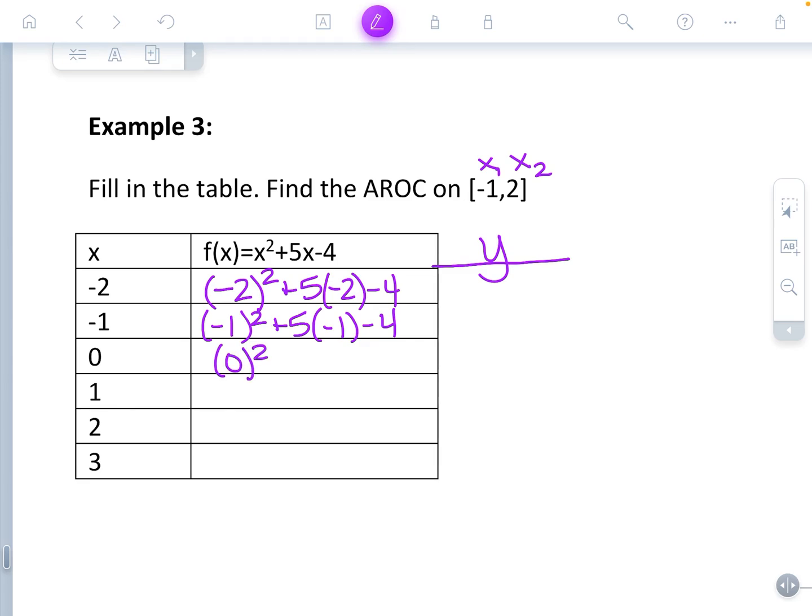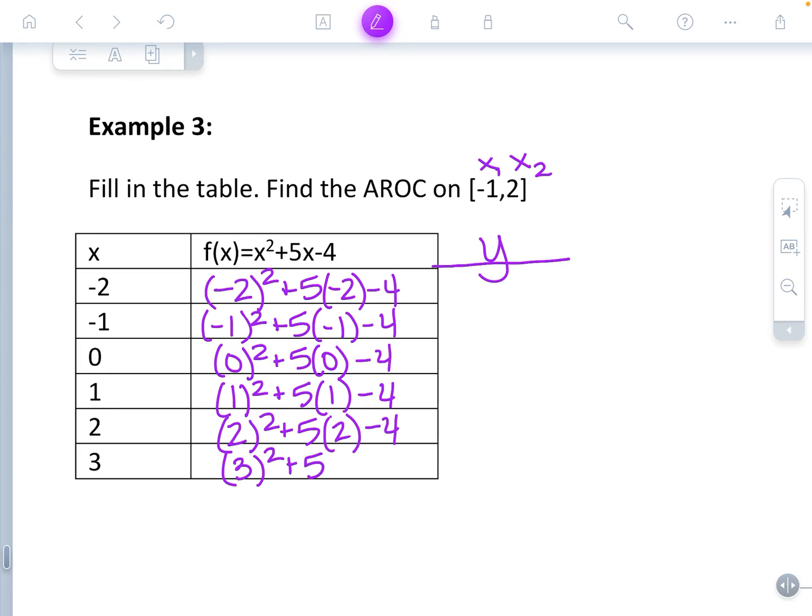Okay, this one's going to be 0 squared plus 5 times 0 minus 4. This one's going to be 1 squared plus 5 times 1 minus 4. And you might be feeling confused. I just wanted to save myself some time. So all I'm doing is plugging it in like it is in the function, except everywhere I see an x, I'm going to replace it with the number in parentheses.